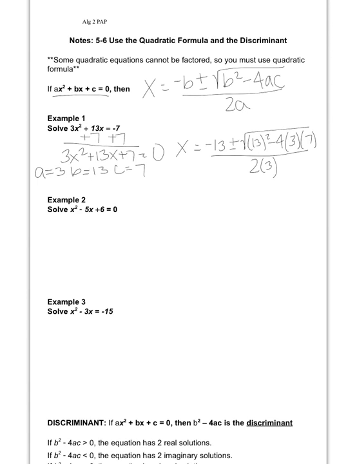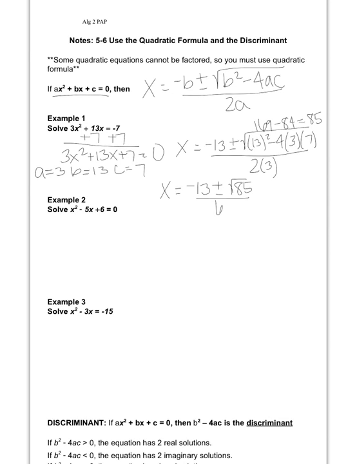Okay, so we're going to find the number that's under your square root first. You're not typing anything into the calculator, you're just finding what's under the radical. You can actually type that in if you want to find that number. 13 squared would give you 169. And then 4 times 3 times 7 is 84, so minus 84, and that would give you 85. So I'm just going to rewrite this as x equals negative 13 plus or minus the square root of 85, over 6.